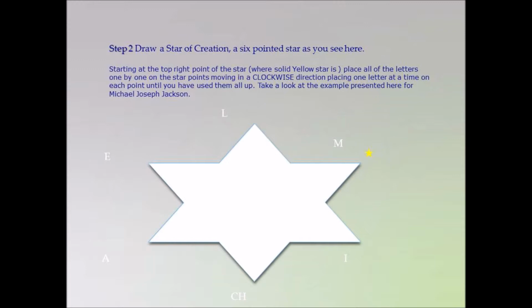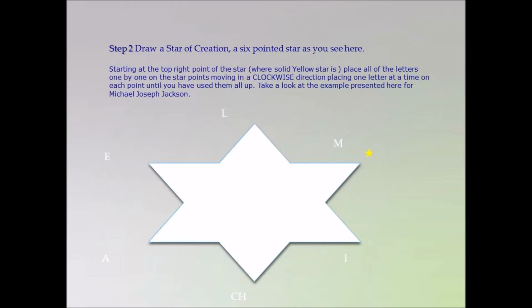So have a go, draw that, and when you've done the star, what I'd like you to do now is, on the top right corner, the top right point of the star, you'll see a yellow golden star. That's where we always start in this system to put down the letters. So what you've got to do now is, going in a clockwise motion, you write down all the letters of Michael Joseph Jackson's name. So the first point is M.